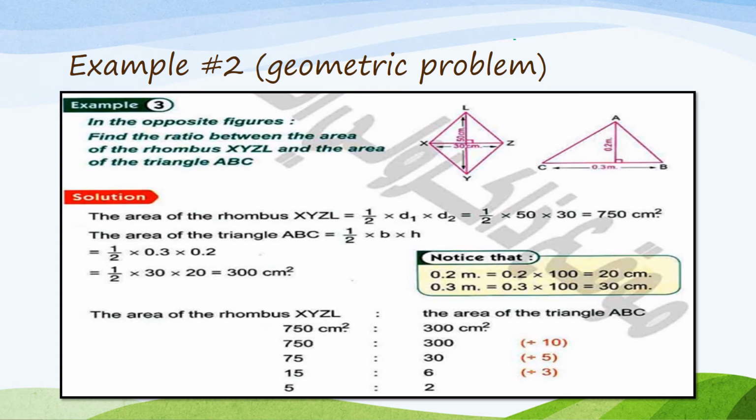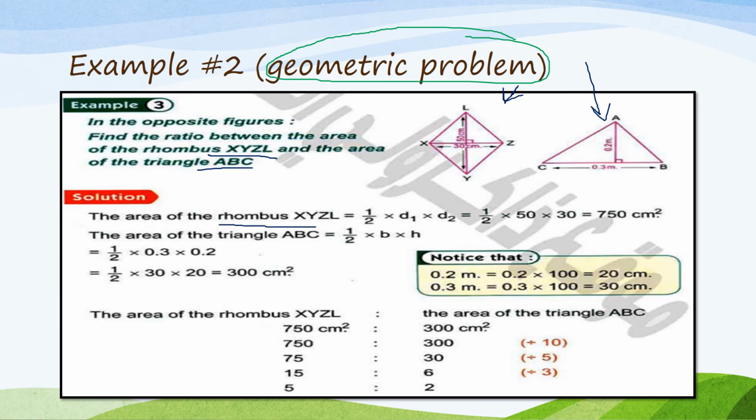So example number 2, based on what we have just talked about in the remember that, which is about geometric problems. It's a geometric problem here, and it's kind of a tricky one because it has a rhombus in it and a triangle, and we might not have had a lot of experience with those, but we're going to have now. Find the ratio between the area of the rhombus XYZL and the area of the triangle ABC. So we're going to find the ratio between the areas of the rhombus and the triangle.